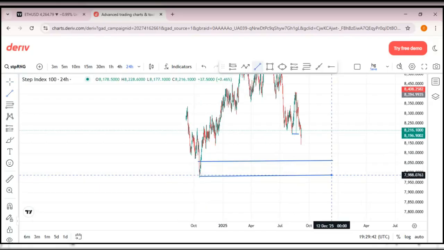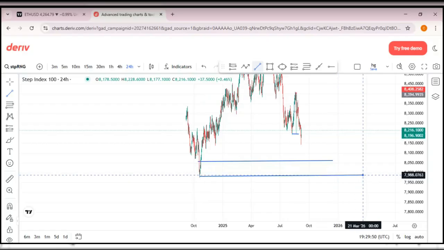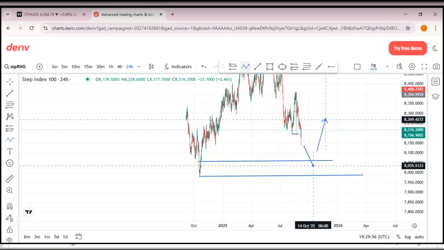This place now is known as protected low. So I'm expecting price to just get here. Step Index will still fall a little before pumping upwards. So this is what I'm expecting the market to do on Step Index. Okay.